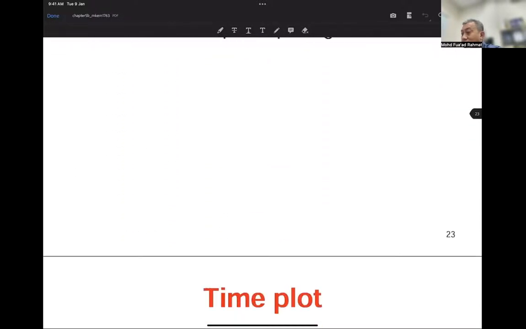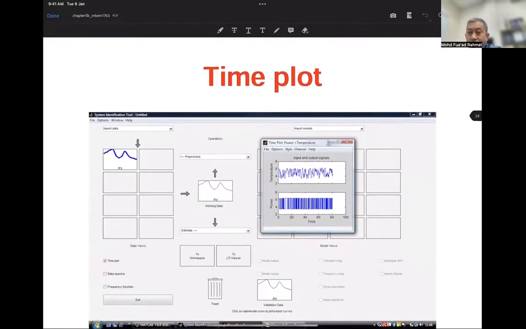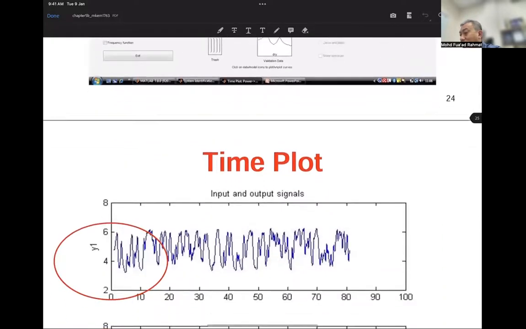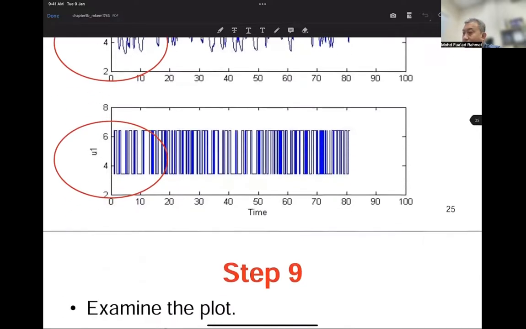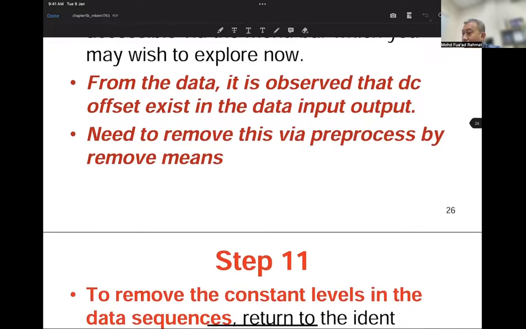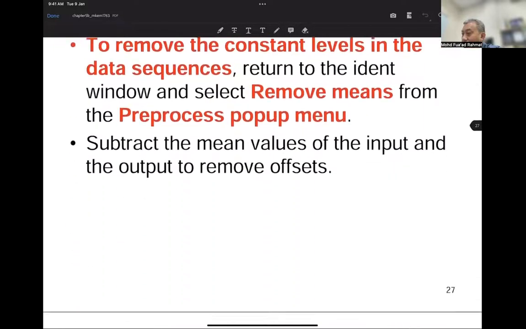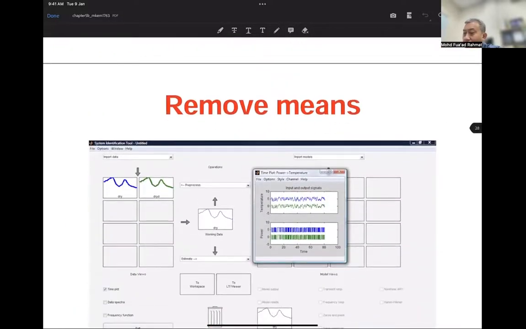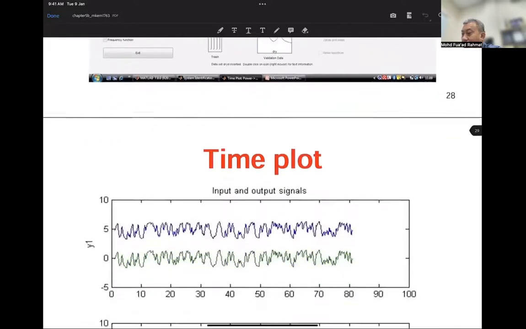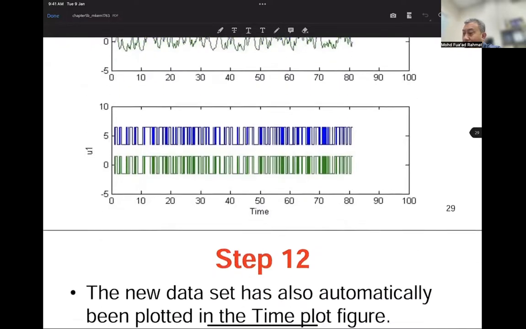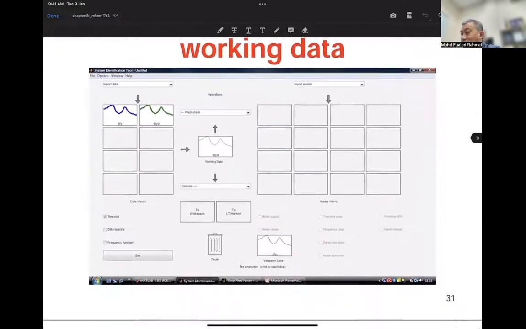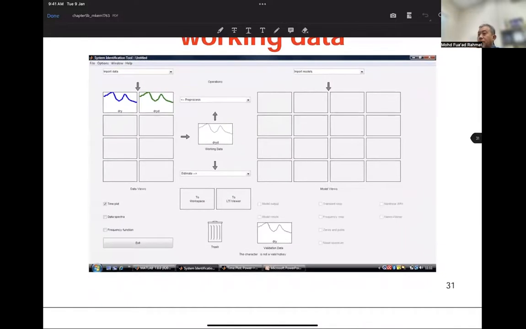After the dry data, you see the time plot. It's not starting from zero, so you have to do some pre-processing. The circle shows that it's not starting from zero. So do the pre-processing to remove the offset, which is remove mean, so it becomes dry D. Dry D is much better, the green one, compared to the blue one. And from there, you drag and drop dry D to the working data.